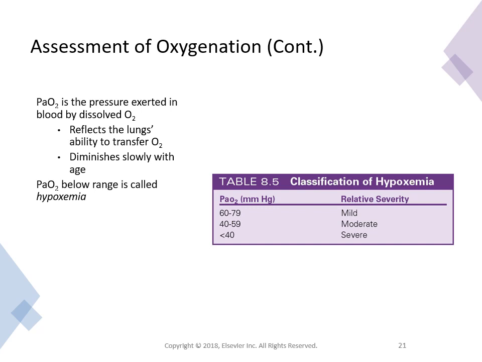The PaO2 level determines whether hypoxemia is classified as mild, moderate, or severe. Table 8.5 is pictured here and is on page 150 in your book. Mild is 60 to 79 millimeters of mercury. 40 to 59, moderate. Less than 40, severe.